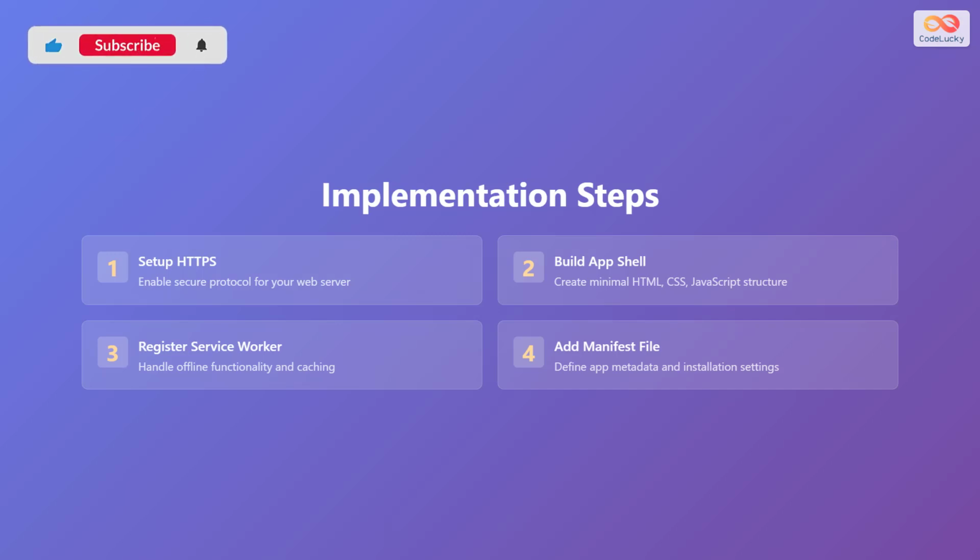Building a PWA involves 4 essential steps. First, set up HTTPS on your web server to enable secure communication. Second, build the app shell, which is the minimal HTML, CSS, and JavaScript framework that loads instantly. Third, register the service worker to handle offline functionality and caching logic. Fourth, add the web app manifest file to define all application metadata and enable the install prompt on user devices.